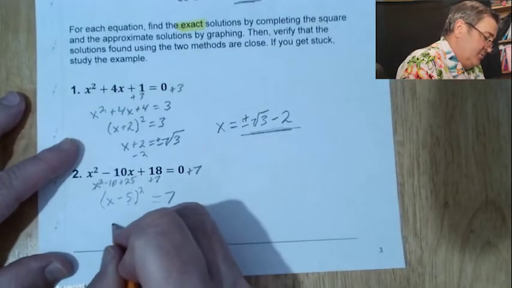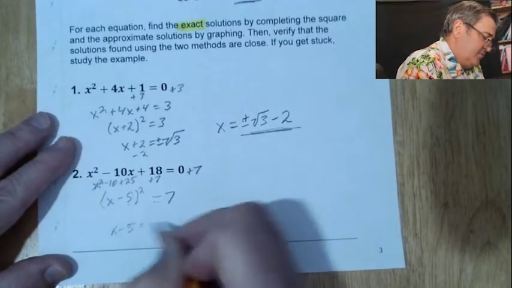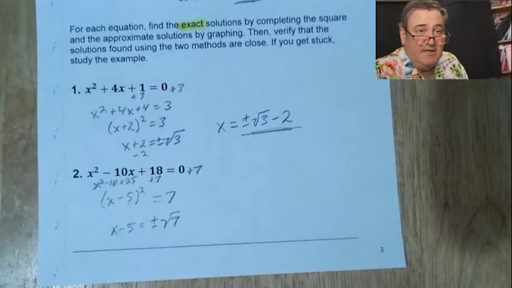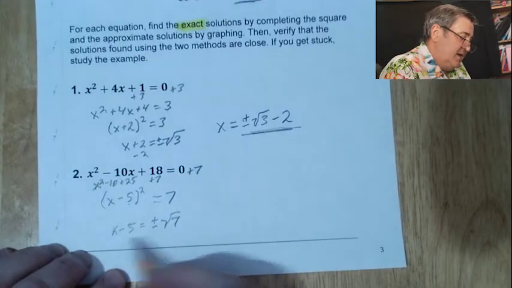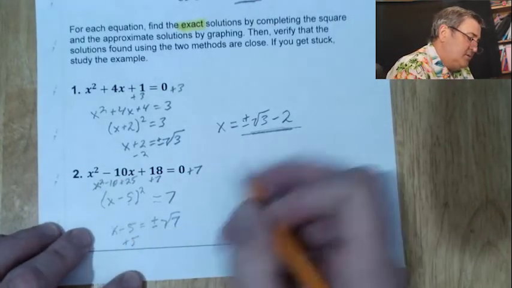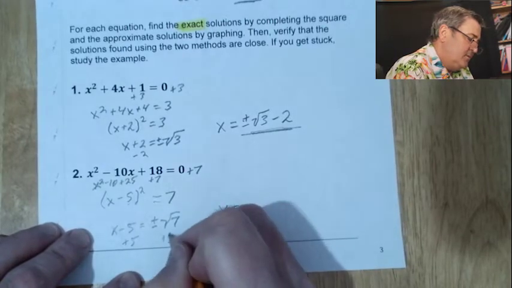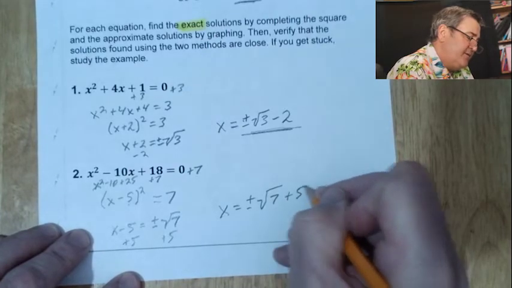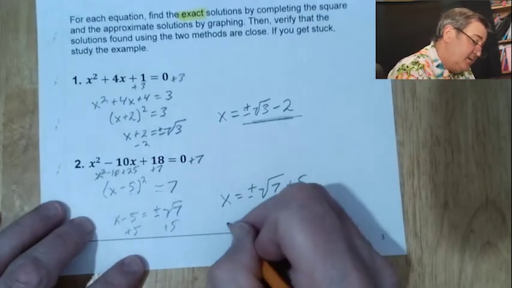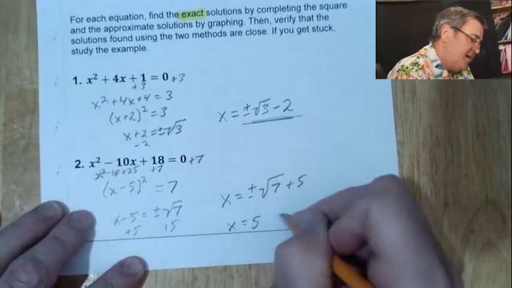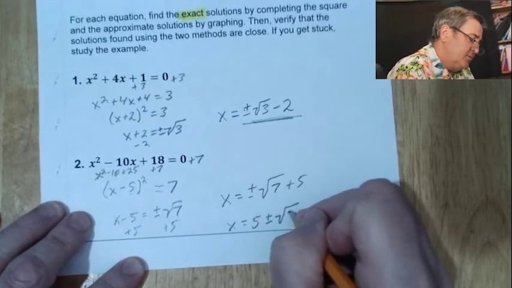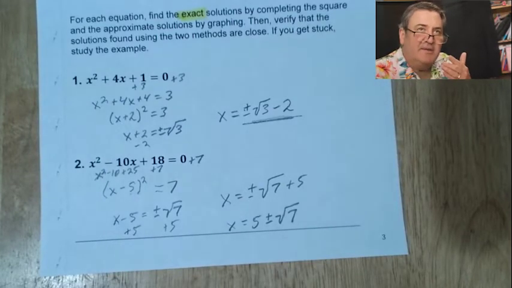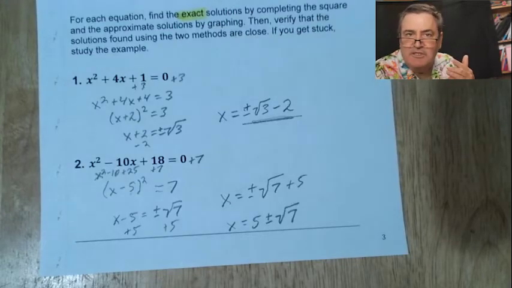So take the square root. x minus 5 equals plus or minus the square root of 7. All right, plus or minus. So we're going to add 5 to both sides. So x equals plus or minus the square root of 7 plus 5. Or, if you like, it's the same thing to say it's 5 plus or minus the square root of 7. Right? That may be easier to think about. I take 5 and then I'm either going to add the square root of 7 or I'm going to subtract the square root of 7.